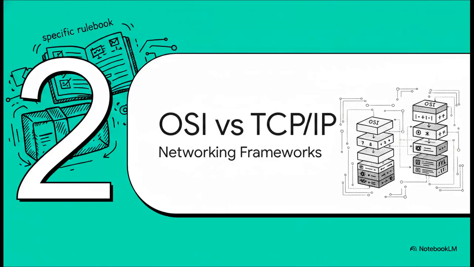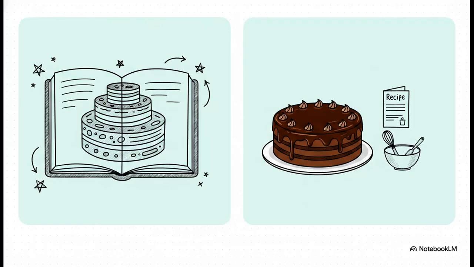Moving on to Section 2, OSI versus TCP/IP models. Now, before our little packet can even pack its bags and travel, it has to follow a specific rulebook. And this brilliantly illustrates the exact difference between the two main frameworks you absolutely have to know. First, the OSI model, the Open Systems Interconnection Model. This is a theoretical 7-layer framework. Think of it like a universal recipe for baking any kind of cake. It tells you, hey, you need a mixing stage, a baking stage, and a frosting stage.